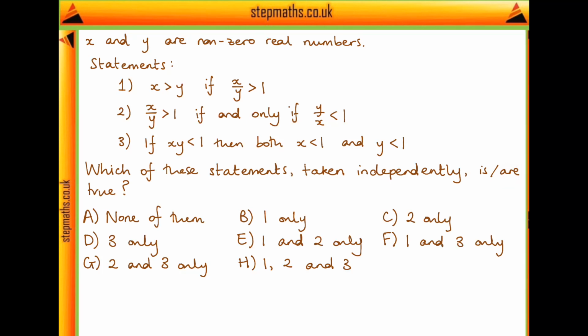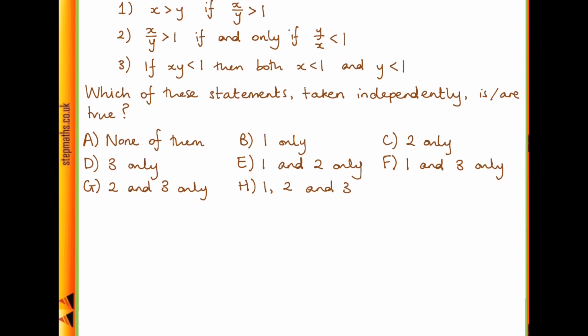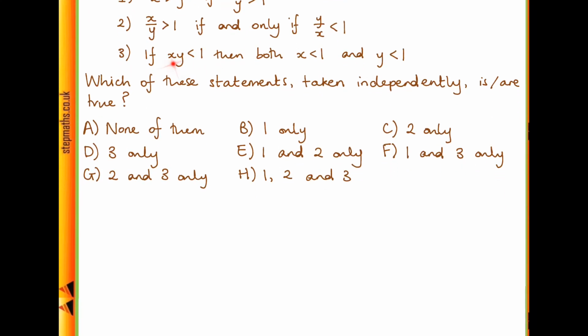Okay, for this question I'm actually going to start with statement 3 because I think it's the easiest one. If you multiply 2 numbers together and it's small, then do both of your numbers have to be small? And the answer is just no. The small one just has to be smaller than the big one is big.